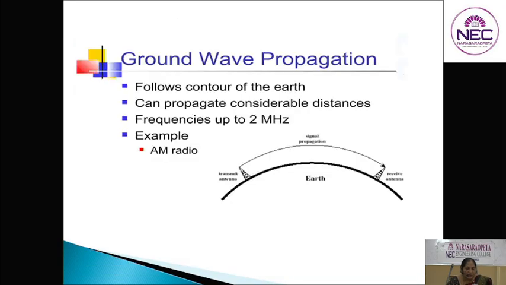Ground wave propagation. It follows the contour of the earth, and is called ground wave propagation. It can propagate considerable distances. Frequency is up to 2 MHz. The best example for ground wave propagation is AM radio.